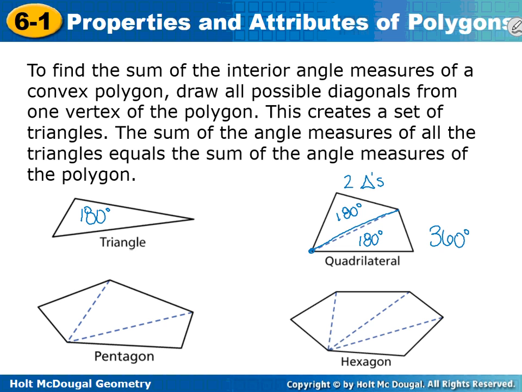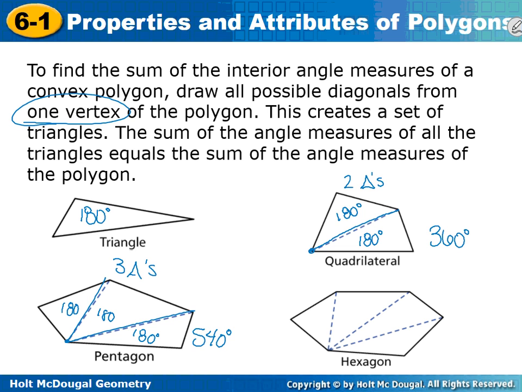You could have used a different starting vertex. So what we're going to do is we're going to draw all the possible diagonals from one vertex. That way we're dividing it into triangles from one starting location. Okay? All right, so come down to the pentagon, drawing all the diagonals from that one vertex. How many triangles did it make? 3 triangles. So if each triangle is 180, what will be the sum of all the angles in a pentagon? 540.